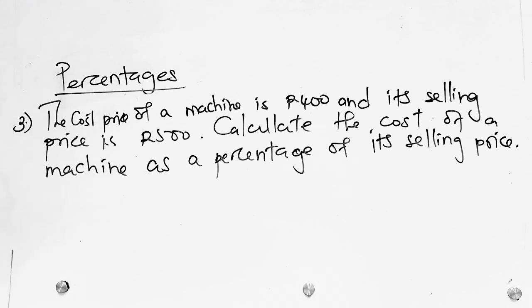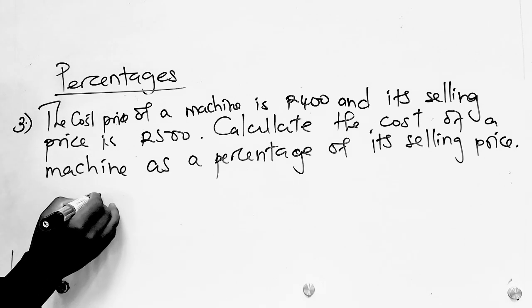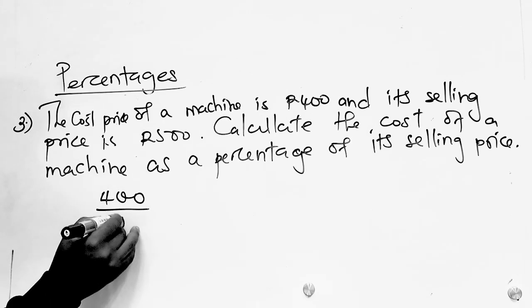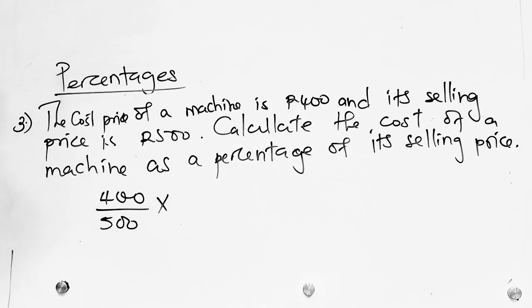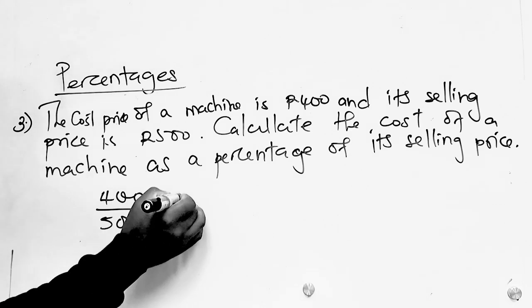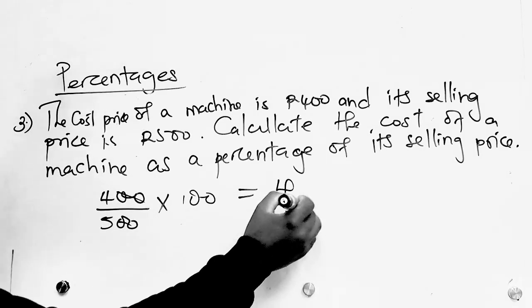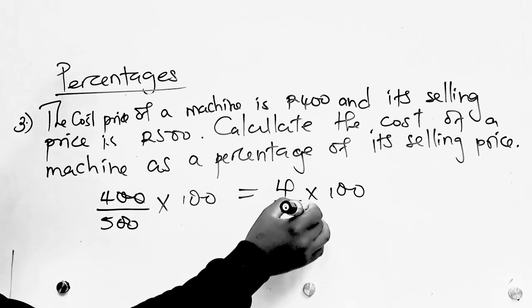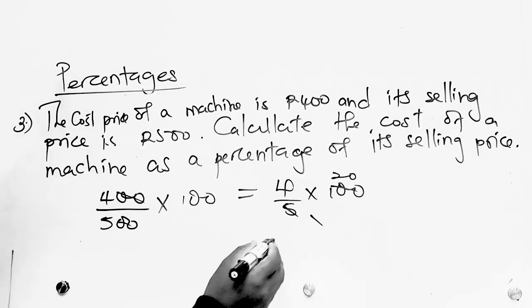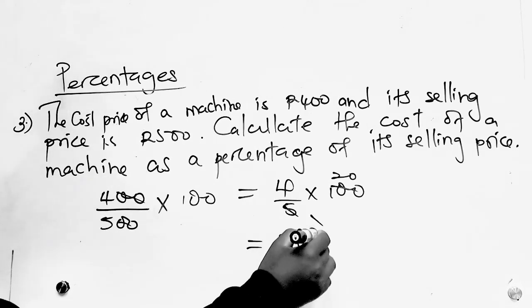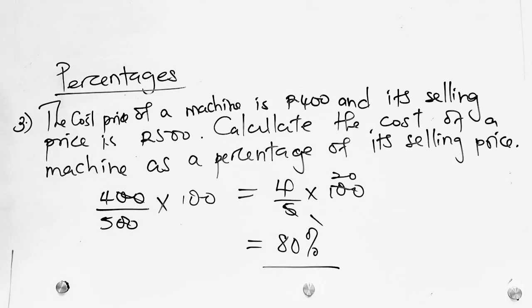So as a percentage, it is equal to 400, which is our cost price, over 500 multiplied by 100. These zeros can cancel, so I'm left with 4 over 5 multiplied by 100, and 5 into 5, 1, 5 into 100, 20 times 20 multiplied by 4 is equal to 80%. That's our answer.